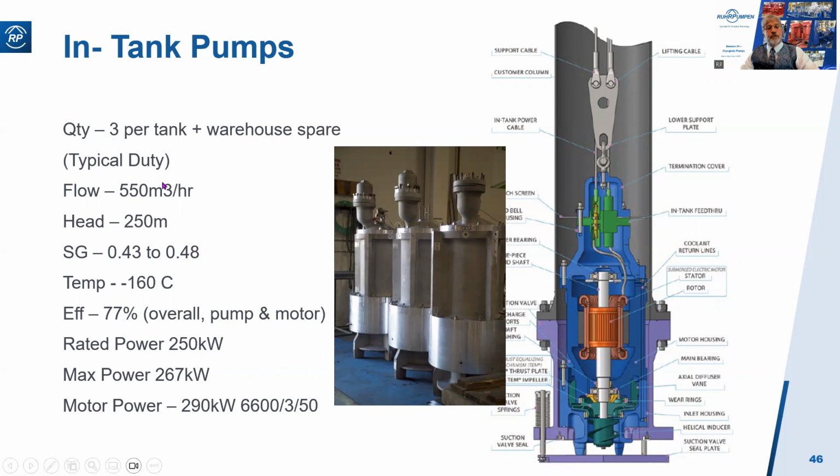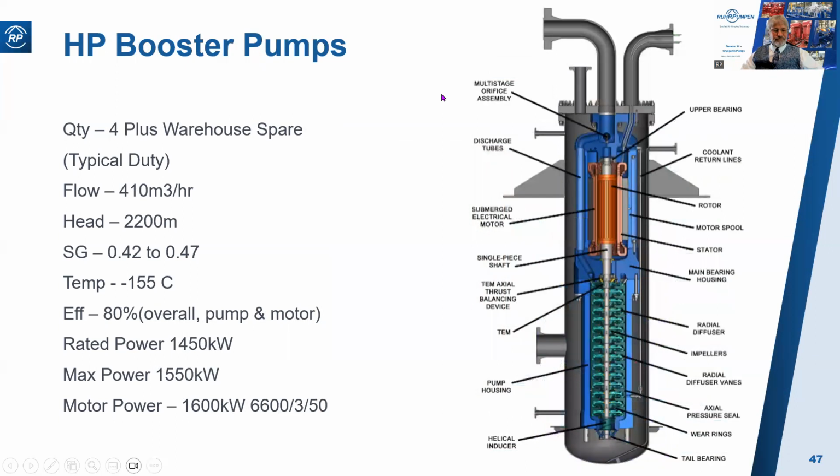So typical duty, 550 cubic meters an hour at 250 meters head. And I'm sorry, I didn't convert that into gallons. You'll have to do it. So here's a typical high pressure send out pump. For a land-based system, that will be about 400 cubic meters an hour. If it's going to an FSRU, probably half of that flow, more or less.